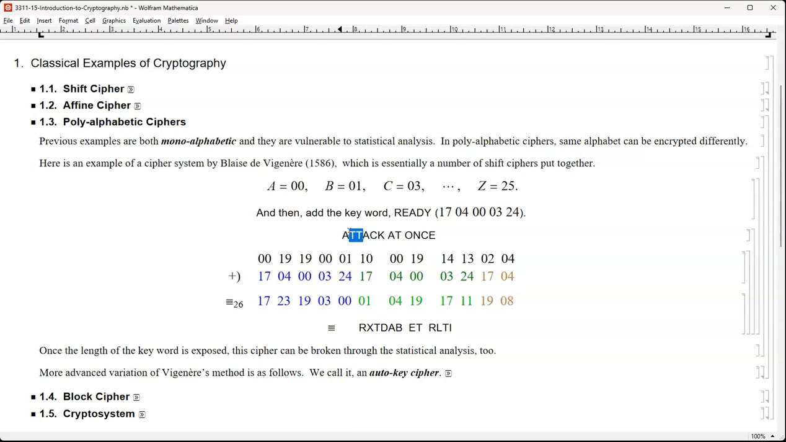Look at these two T's. Originally we have 19 and another 19, but in the end we have two different numbers and consequently two different characters. So it's much harder to use statistical analysis. Still, it has its own vulnerability: once the length of the keyword is exposed, then this cipher can be broken through statistical analysis.